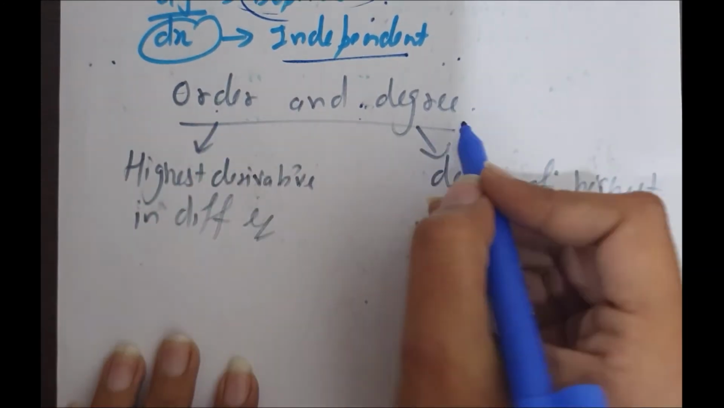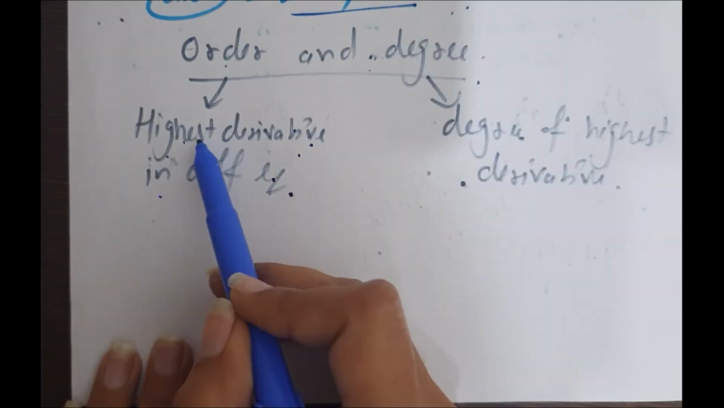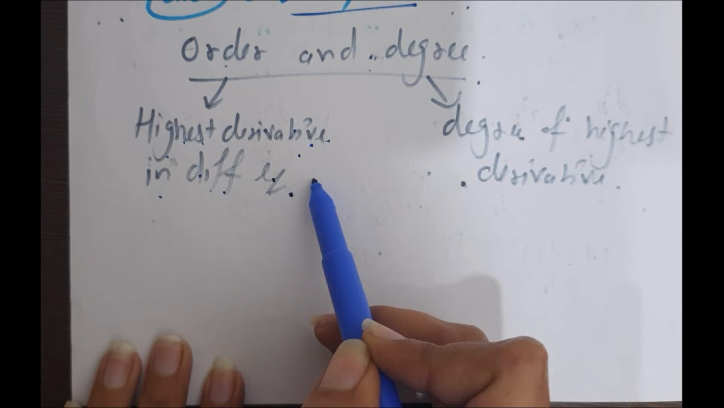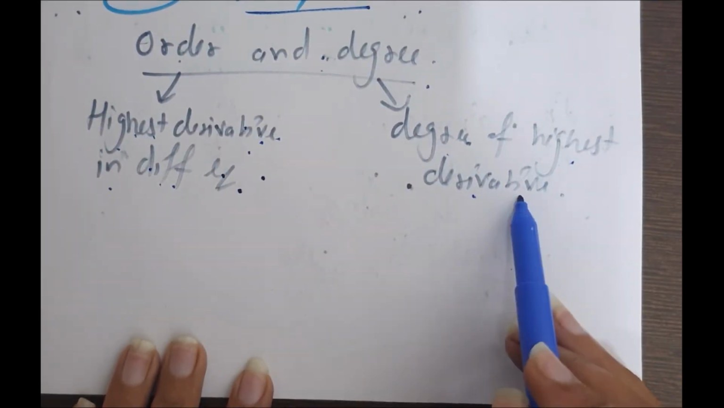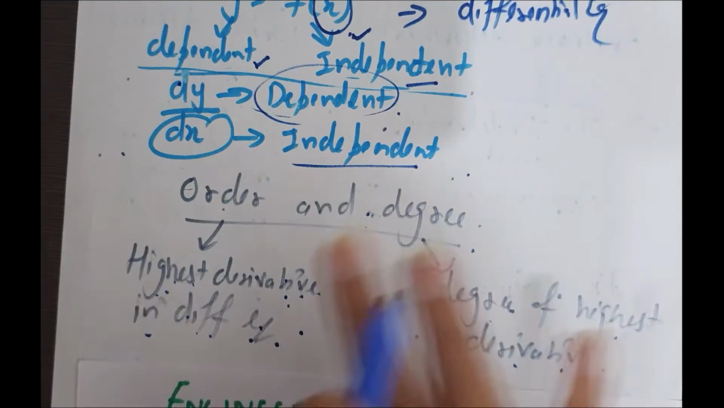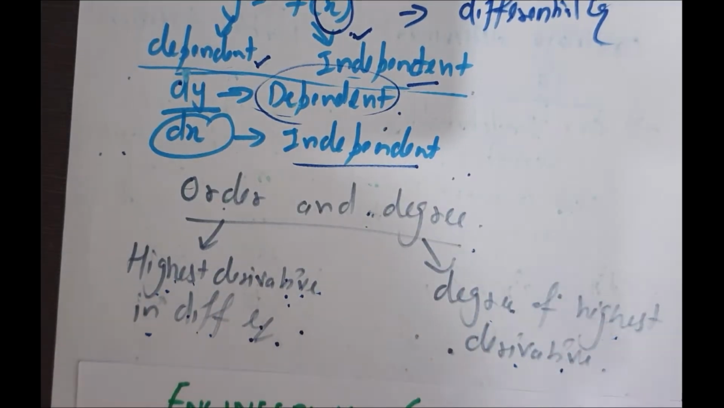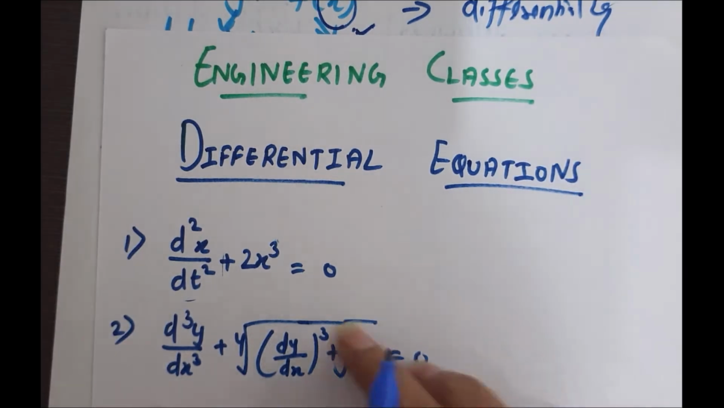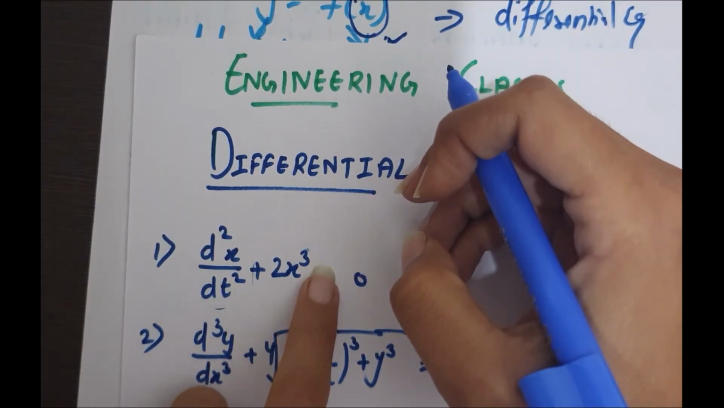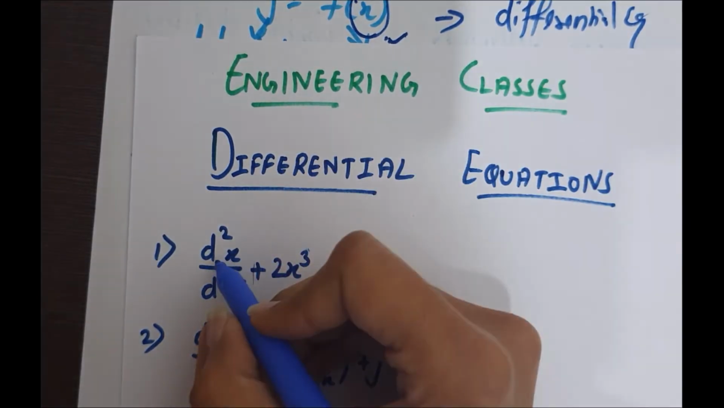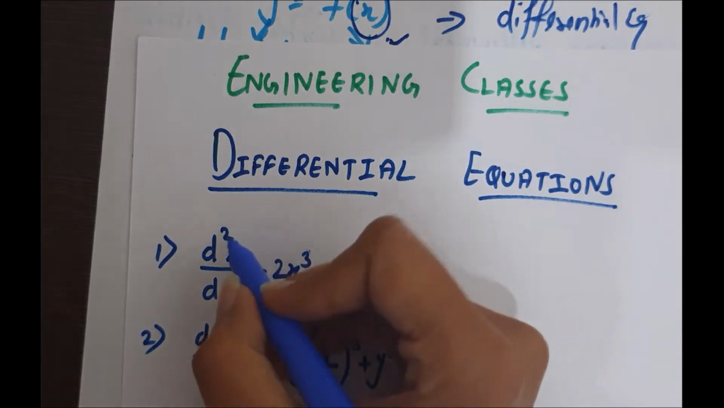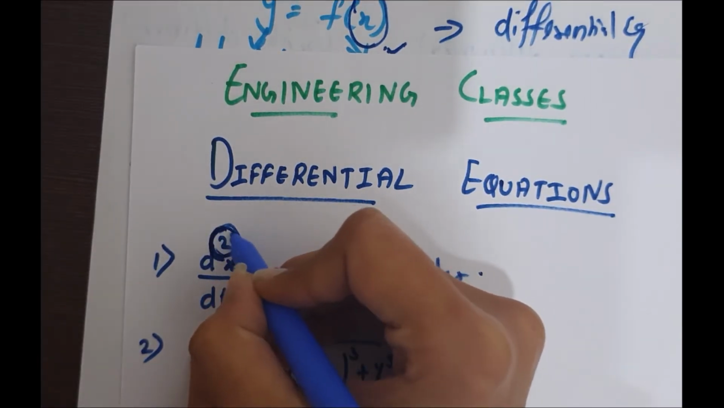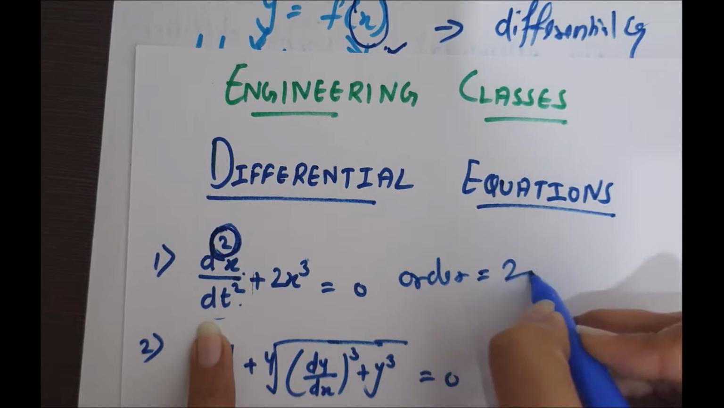Now what are the order and degree of an equation? The highest derivative in a differential equation is called the order, and the degree of the highest derivative is called the degree. Now, the highest derivative in the differential equation, so which one is the derivative here? This can't be a derivative, this is x, so the derivative is dx upon dt. Here in this equation only one derivative is there, so it must be the highest derivative. Here its value is 2, so it's called the order. So here order is 2.